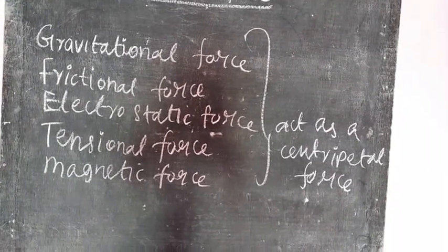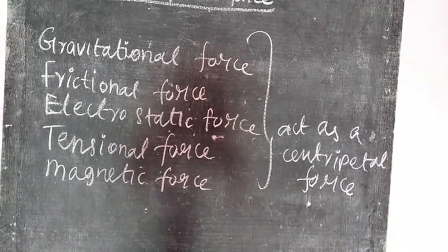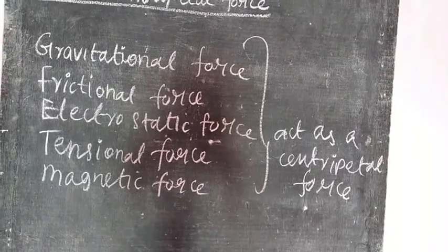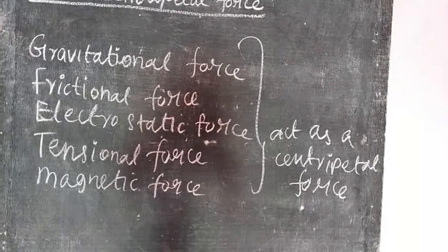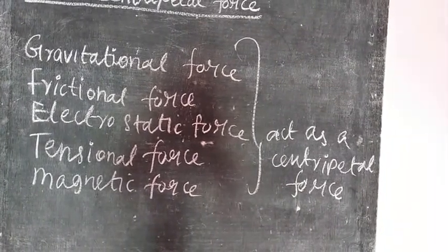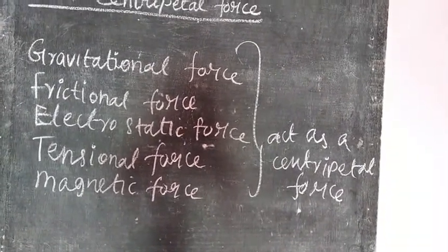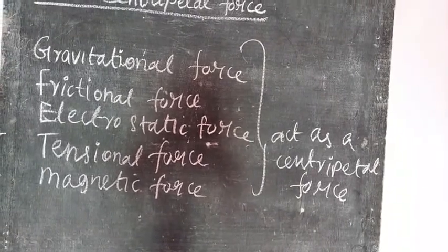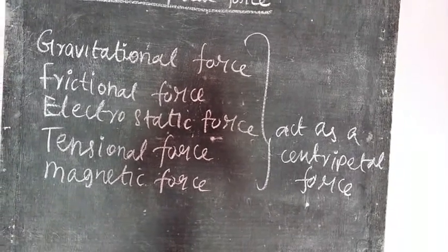The third one is electrostatic force. An atom is made up of electrons, protons and neutrons. Electrons revolve around the nucleus. Between the electrons and the nucleus, electrostatic force acts. Due to the electrostatic force, the electrons revolve in a circular path. So electrostatic force provides centripetal force.